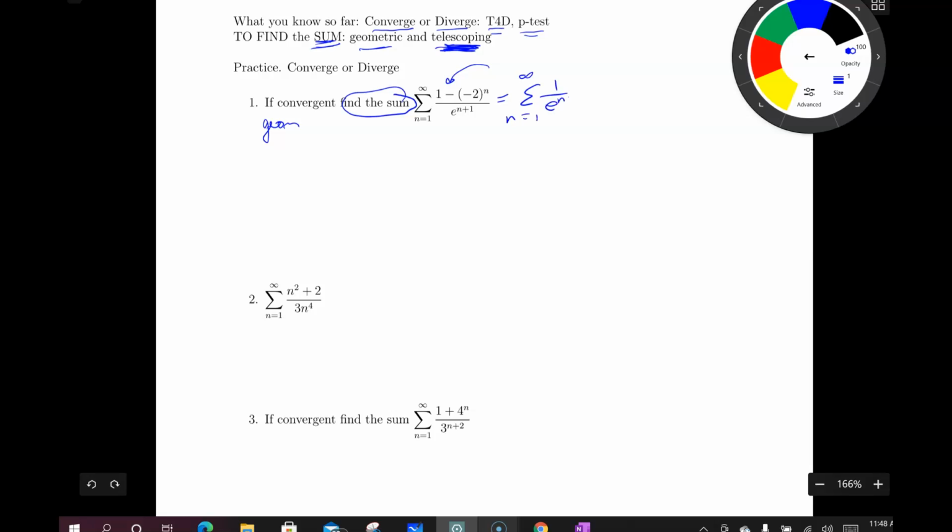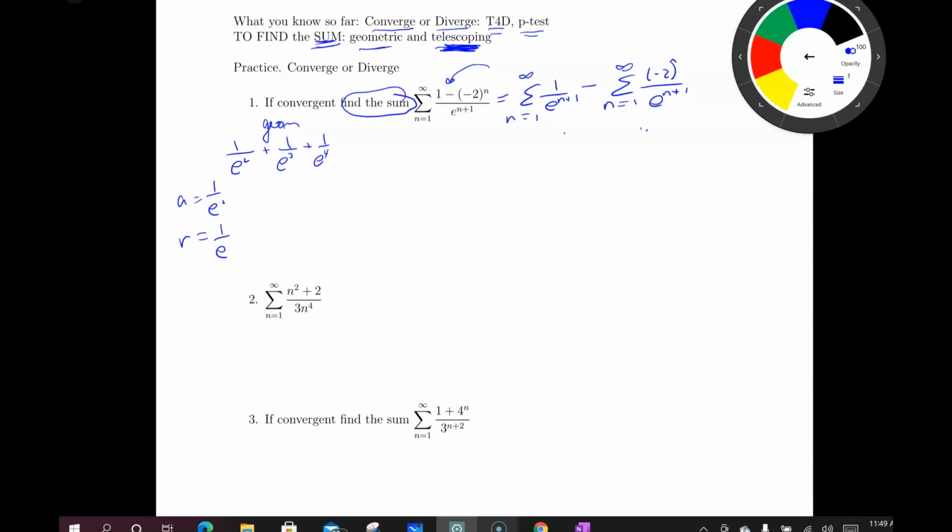So I'll have 1 over e to the n plus 1, subtract negative 2 to the n over e to the n plus 1. Okay, so for each of them separately, I'm going to figure out what the a and the r are equal to. So let's write out the first few terms here. Plugging in n equal 1, I'll get 1 over e squared, n equal 2, e cubed, n equal 3, e to the 4th. Okay, so I see that a is 1 over e squared and r is 1 over e. So this converges. So the a over 1 minus r would be the answer.